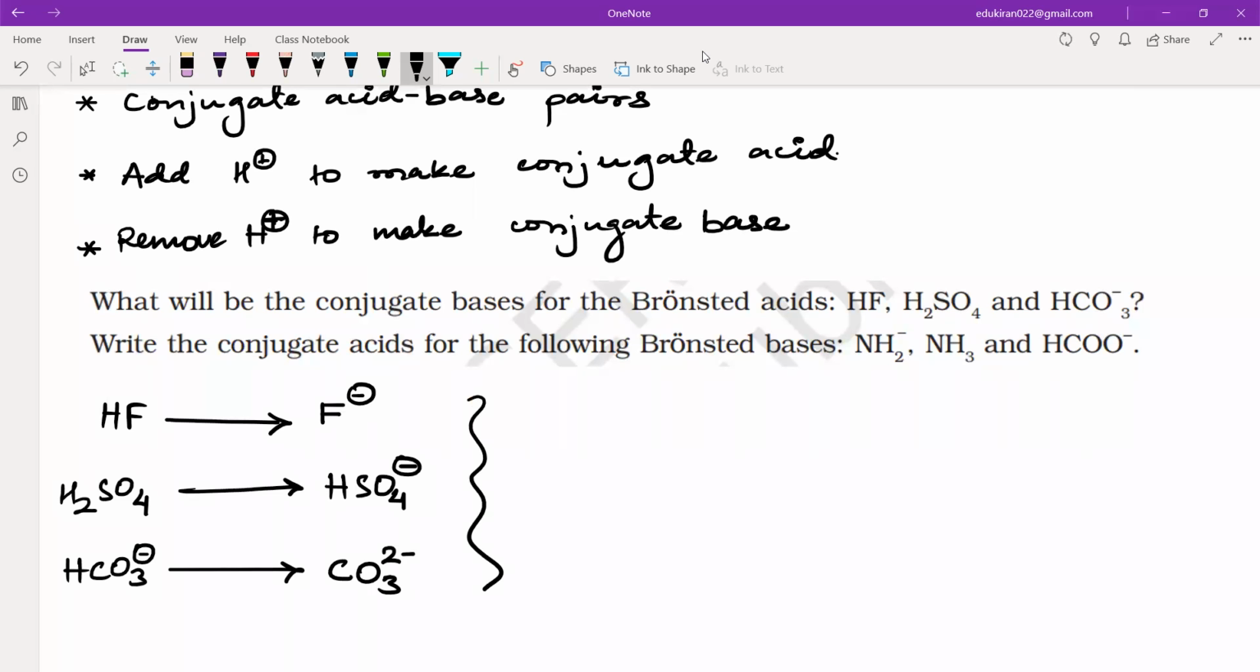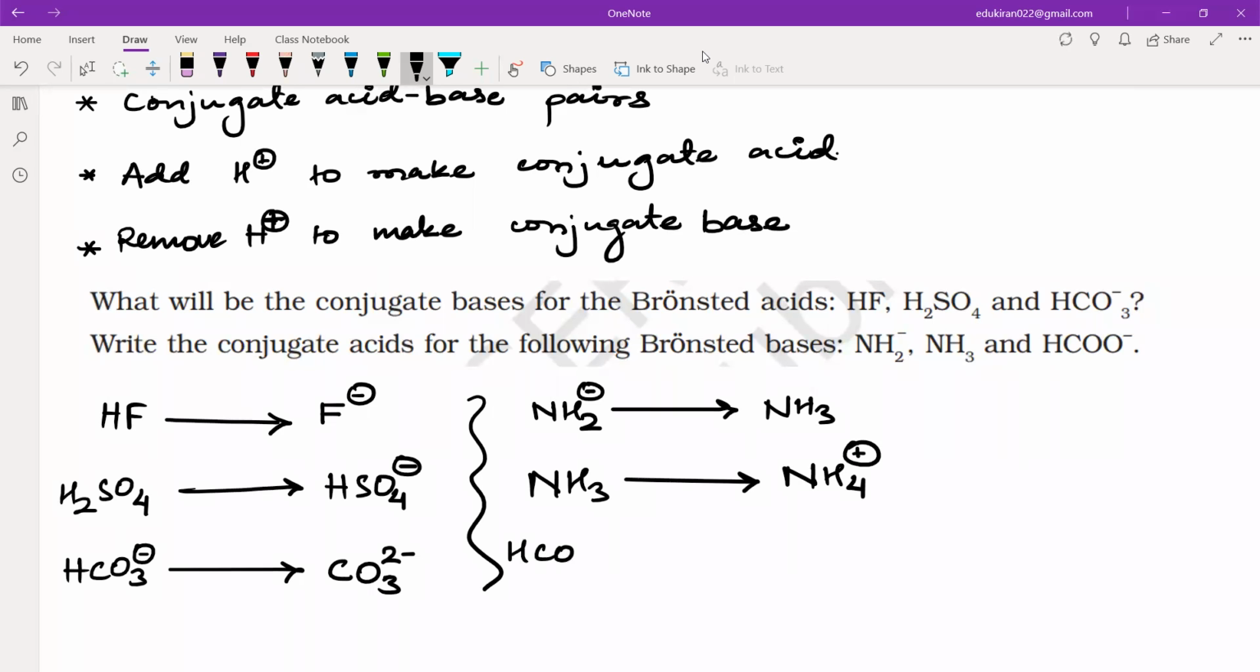Now, write the conjugate acids for the following Bronsted bases. NH2 negative. When you are adding H plus, a positive charge will come with it, no? So tell me. NH3, just NH3, because it already had a negative charge. You added a positive, you made it neutral. Okay, if you have NH3, now this is NH4 positive. Very good. I'm getting a hang of it.